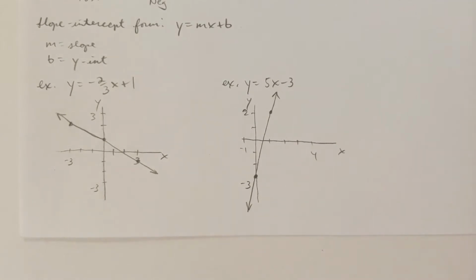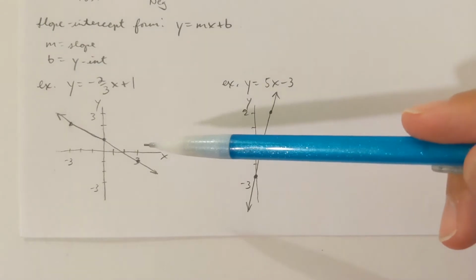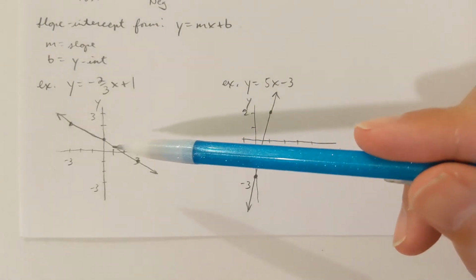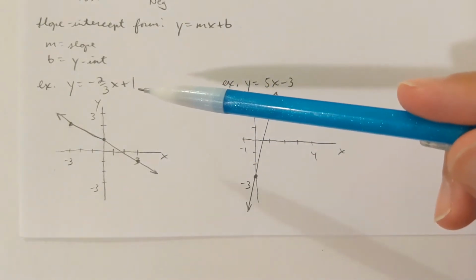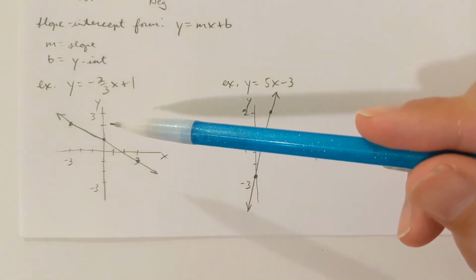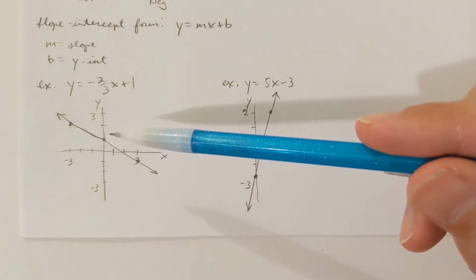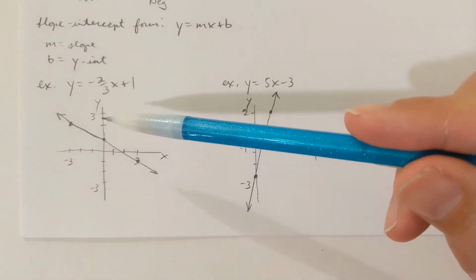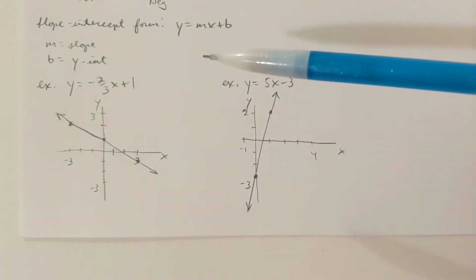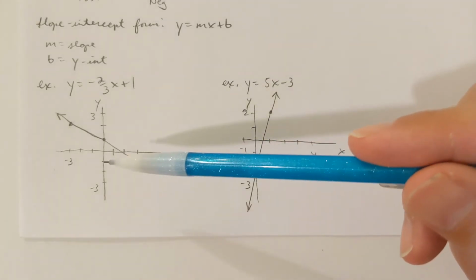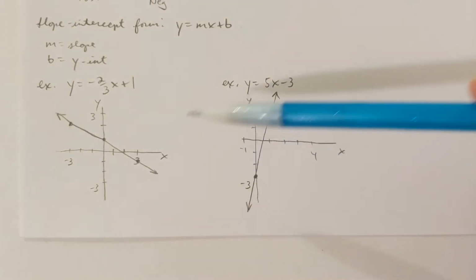The slope-intercept form of a line is y equals mx plus b. m is the slope, b is the y-intercept. Take y equals negative 2/3 x plus 1. We got (0, 1) as the y-intercept, and negative 2/3 is the slope of the line. So I need to go up 2 and to the left 3, or down 2 and to the right 3. Same thing.